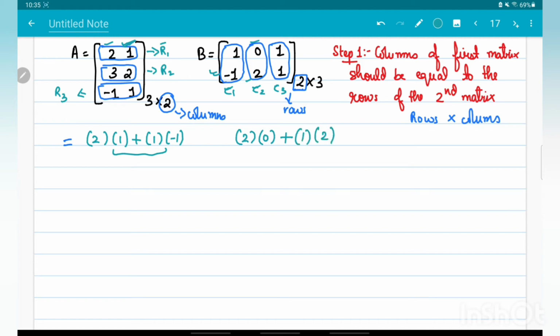Okay, so always I'm multiplying the first element with the first element, the second element with the second element, of the rows and columns. So this will give me the second element of this final matrix.